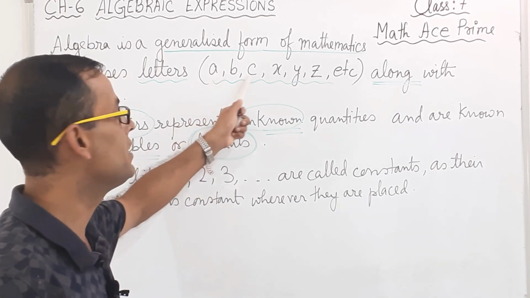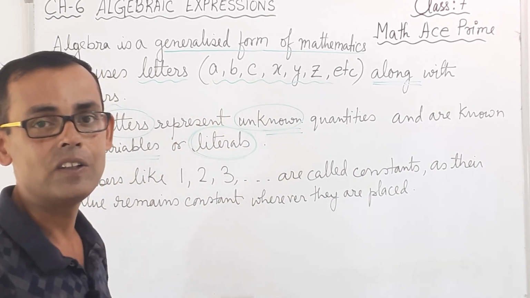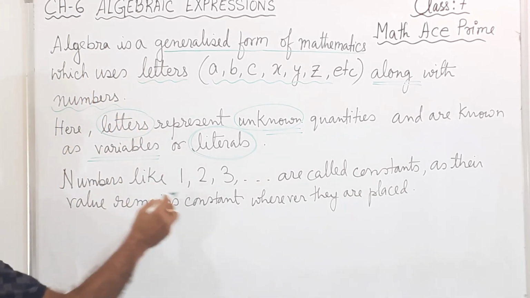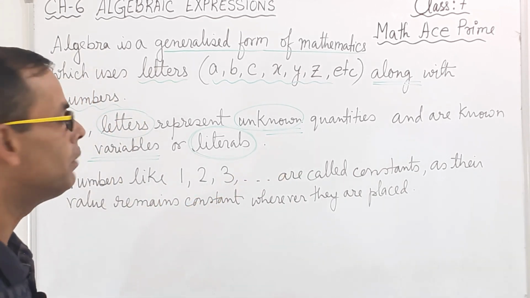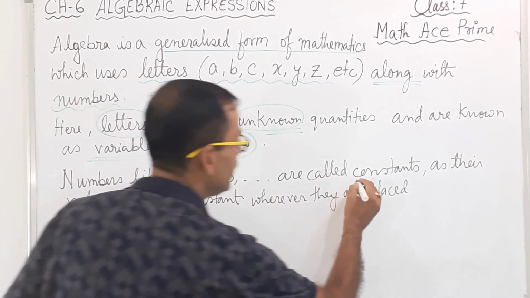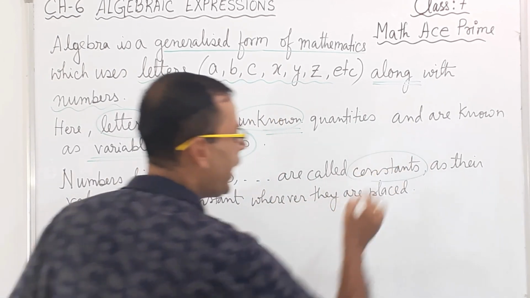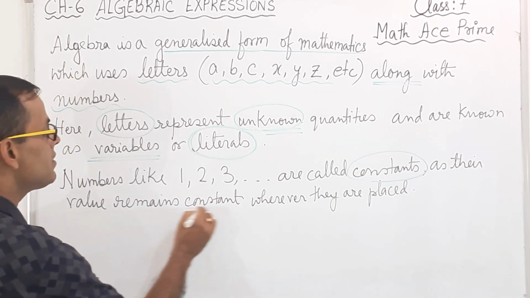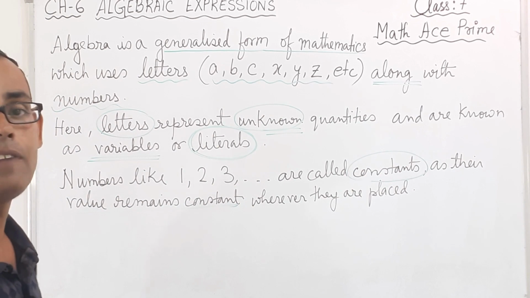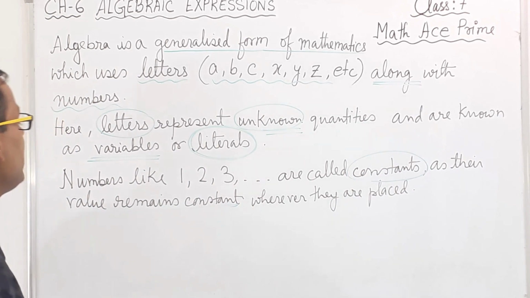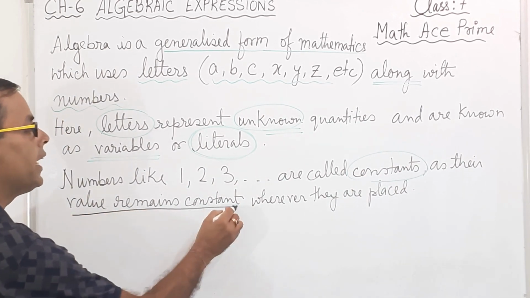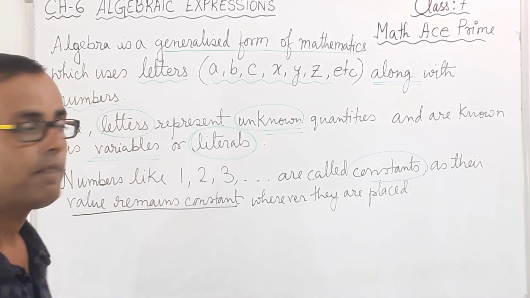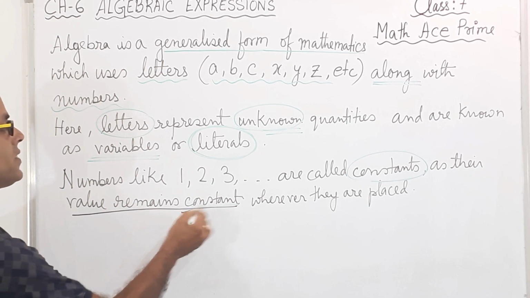That means A, B, C, X, Y, Z, these are literals. And numbers like 1, 2, 3, 4, 5, 6, they are called constants. Why are they called constants? Because their value remains constant. That means their value doesn't change, it remains the same wherever you place it. So its value will be the same.